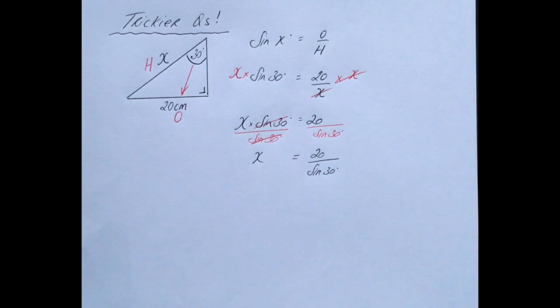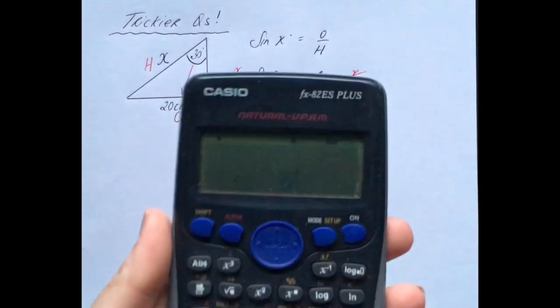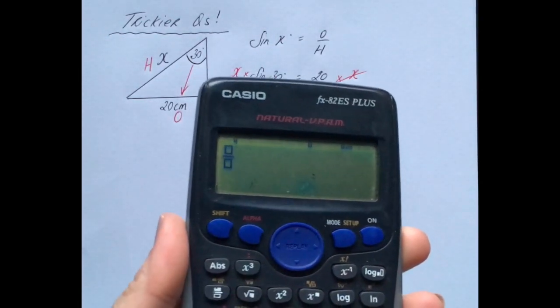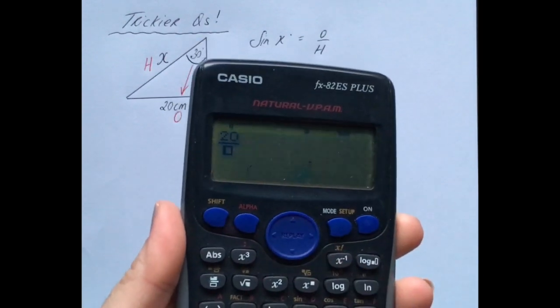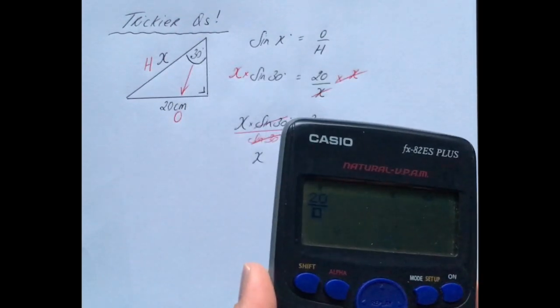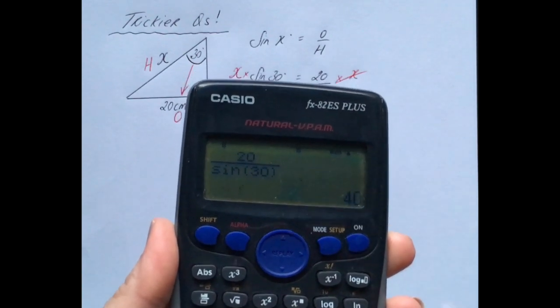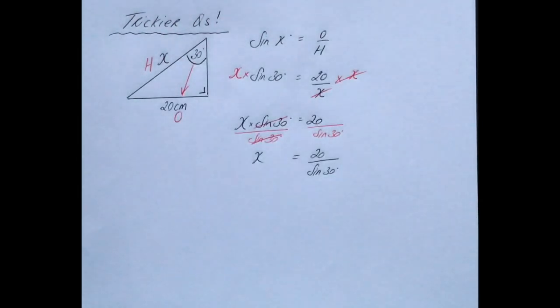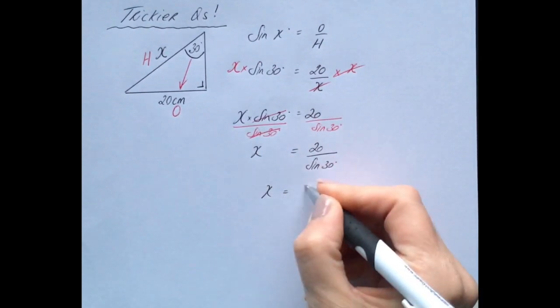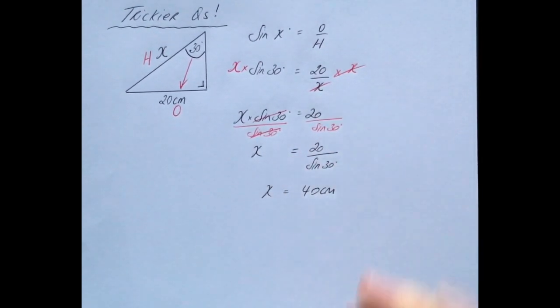But now that I have it, I can get my calculator, put up my fraction straight away, put 20 on the top, and then come down and put sine 30 degrees on the bottom, close the bracket, and the answer is 40. So x is equal to 40 centimeters.